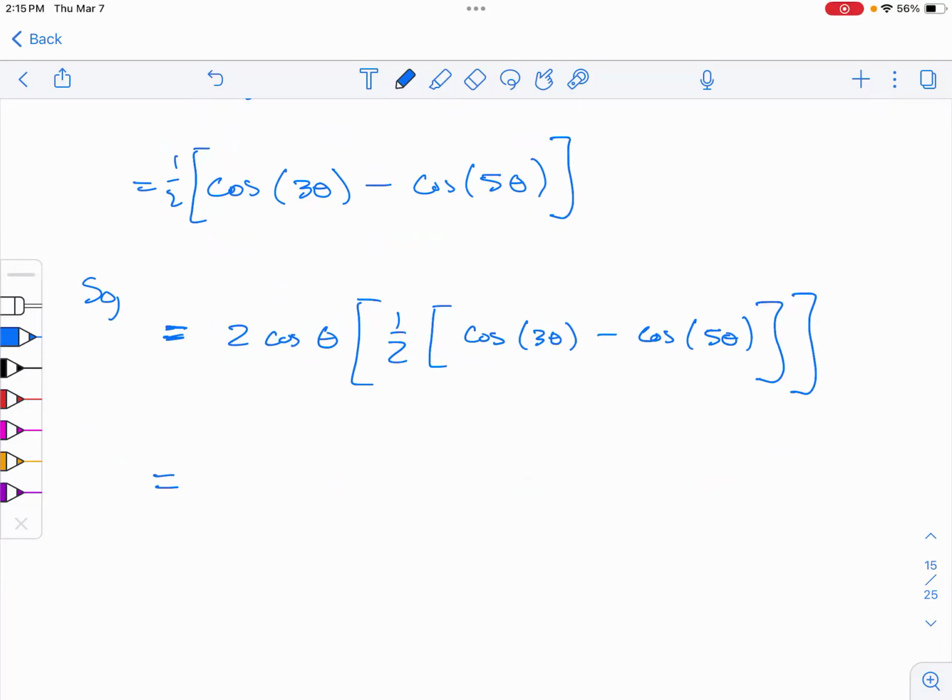Then we have a 2.5, and this becomes cosine of theta times cosine 3 theta minus cosine 5 theta. And I believe that is what we were looking for. See? It's good stuff.